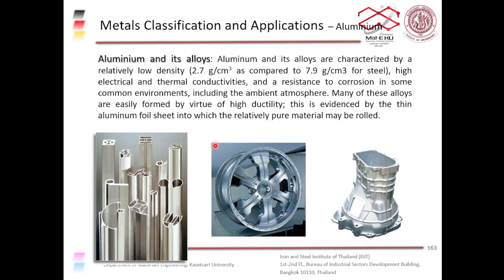Aluminum has an FCC crystal structure, so it has very good ductility. You can form it into really, really thin sheets. If you look at aluminum kitchen foil, it can be formed into really thin foil because it has really good ductility.